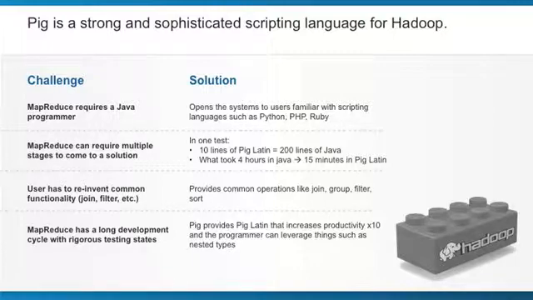MapReduce has a long development cycle with rigorous stages. Pig provides fast iterations and productivity gains. And the programmer can leverage things such as nested types to do powerful equations and aggregations.